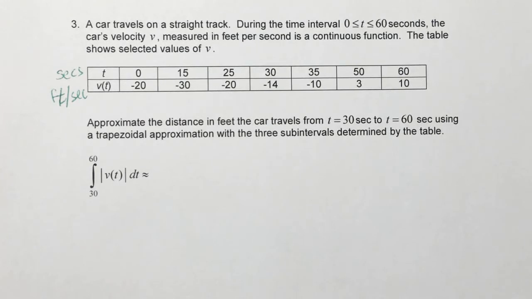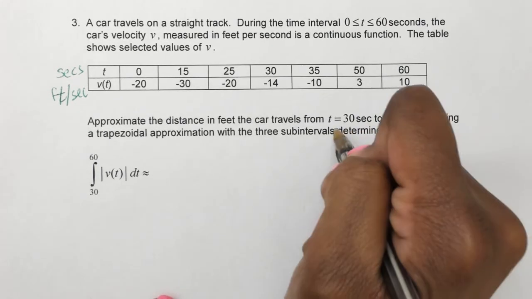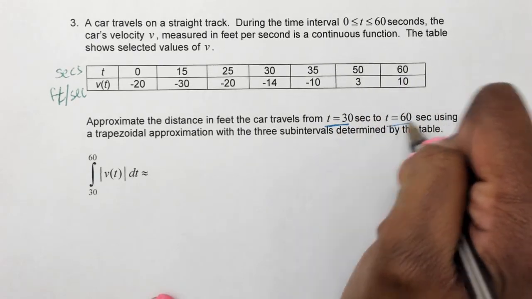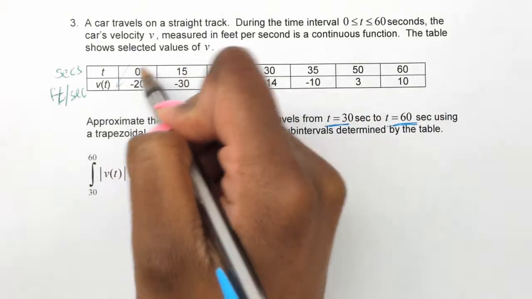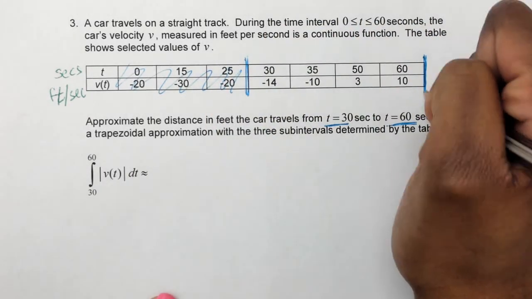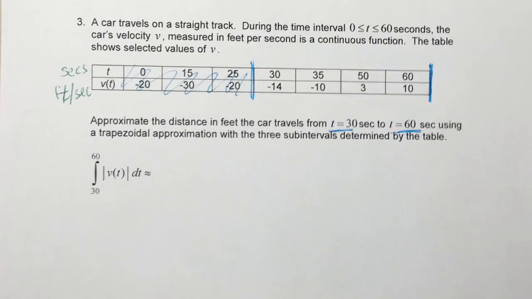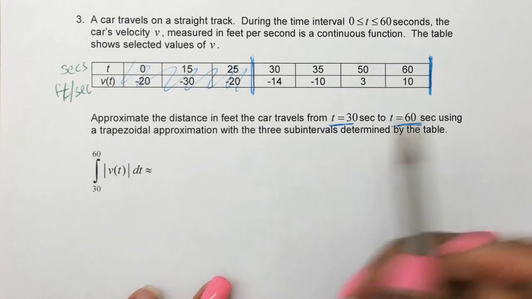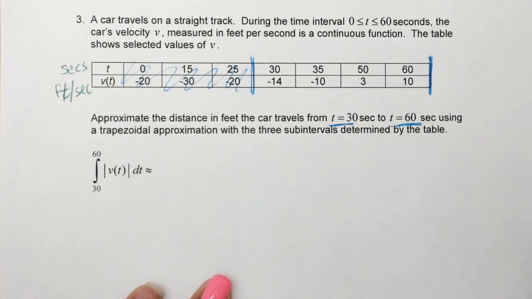So we want to approximate the distance in feet the car travels from t equals 30 seconds to t equals 60 seconds using the trapezoidal approximation with 3 subintervals determined by the table. So this wants us to just look at t equals 30 to t equals 60. All of this happening before does not matter. We just care about this last piece here. And we want 3 subintervals that are already determined by the table.